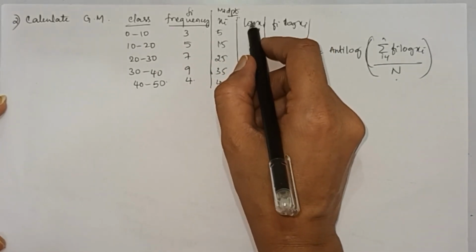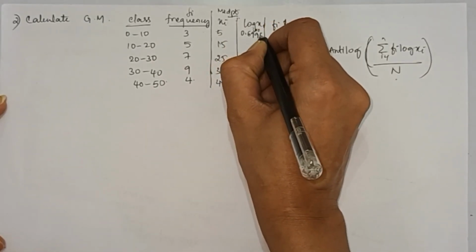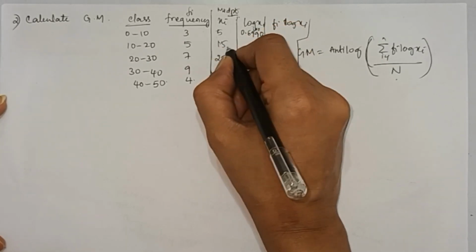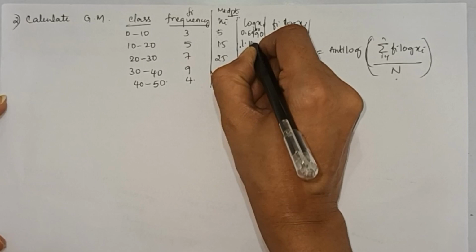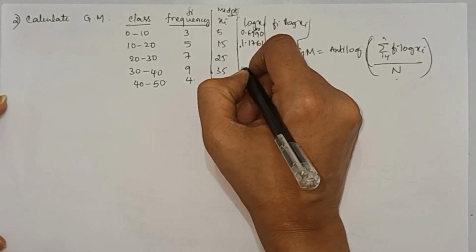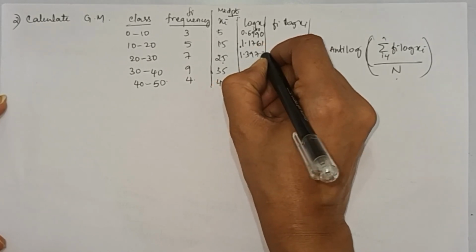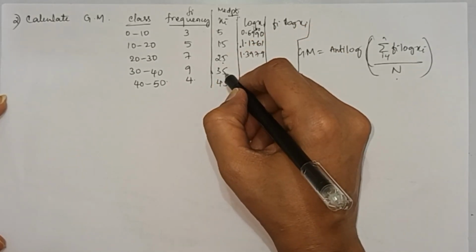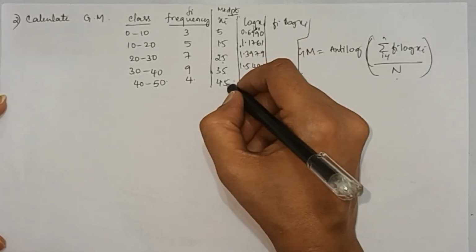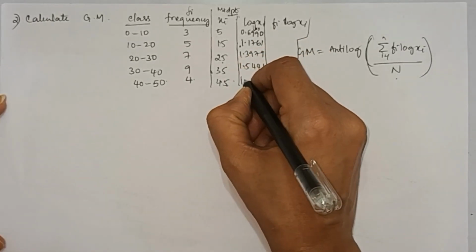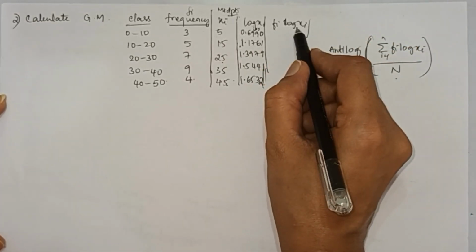So log of 5 to the base 10 value is 0.6990. Next log of 15 to the base 10, so that is 1.1761. Then log of 25 to the base 10, 1.3979. Then log of 35 to the base 10, 1.5441. Then log of 45 to the base 10, 1.6532. Then we have to find out fi into log xi.